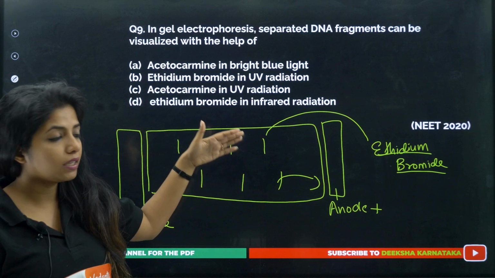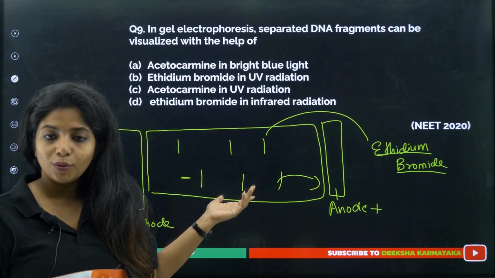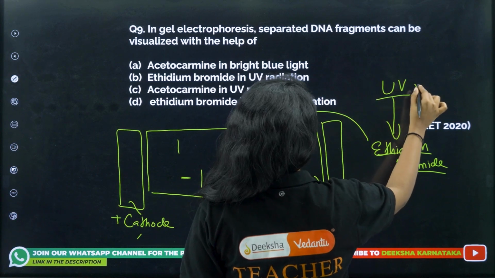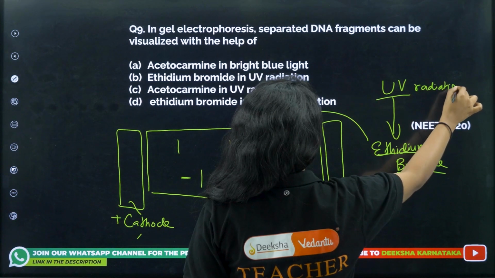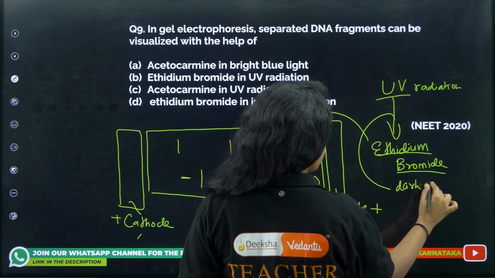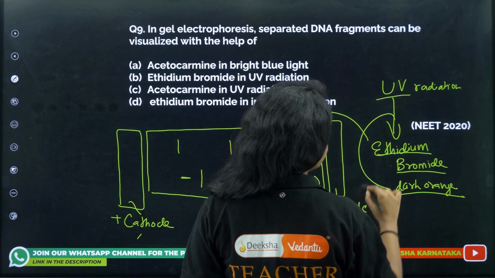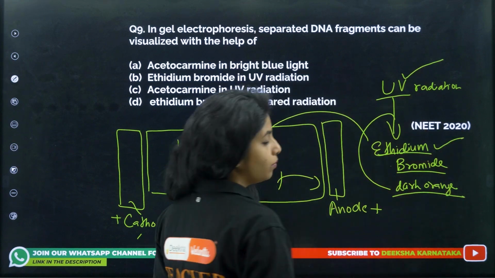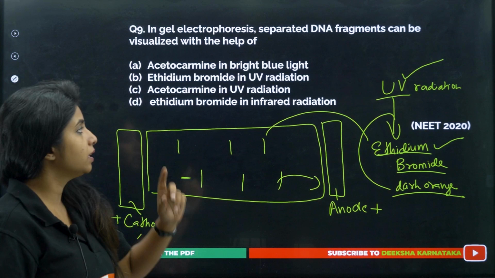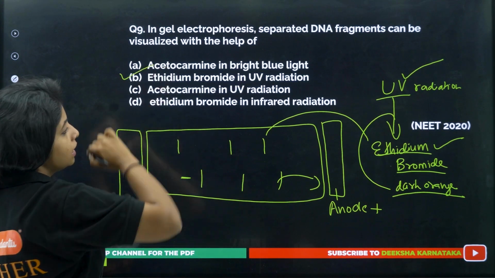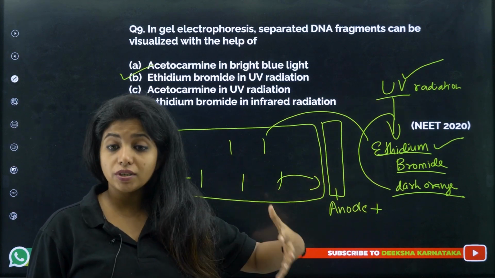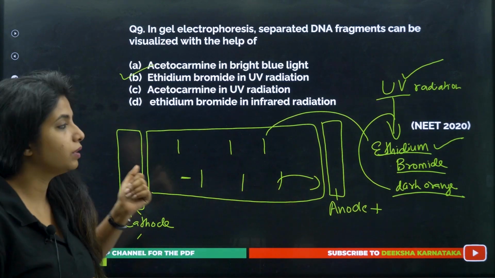Now, after putting ethidium bromide also, you won't be able to see it. So what do you need after that? You need to view it under UV radiation. You need to view it under UV radiation. At this point of time, you will find a strong orange color, a dark orange color. Now you have to remember the color, you have to remember UV radiation, you have to remember ethidium bromide. But if you remember this, probably you can solve lots and lots of questions. So it is ethidium bromide in UV radiation that becomes the correct answer. This came in NEET 2020. So many questions from NEET 2020. You see how many questions have come from this chapter. I have not picked all of them, but yeah.